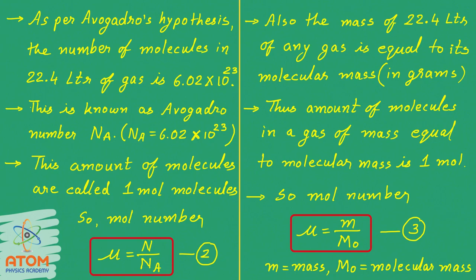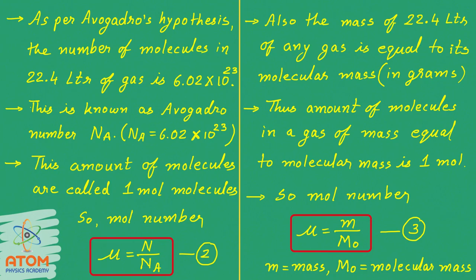Thus, the amount of molecules in a gas of mass equal to molecular mass is 1 mole. That means if you take a gas having mass equal to its molecular mass, then obviously the volume of that gas will be 22.4 liter, and so the amount of molecules in that gas will be equal to 6.02 × 10^23, meaning it will be 1 mole.